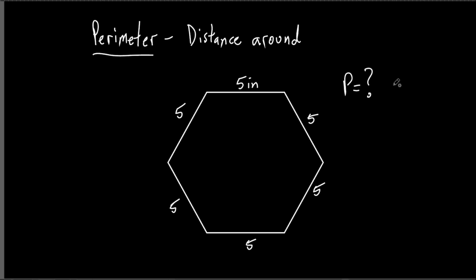Thanks. All right, so I like Jason's idea better: if each side is 5, let's find out how many sides we have, because we know that all the sides are exactly equal to each other. So let's count them up. 1, 2, 3, 4, 5, 6. There's 6 sides. Each side is 5, so what's our perimeter?